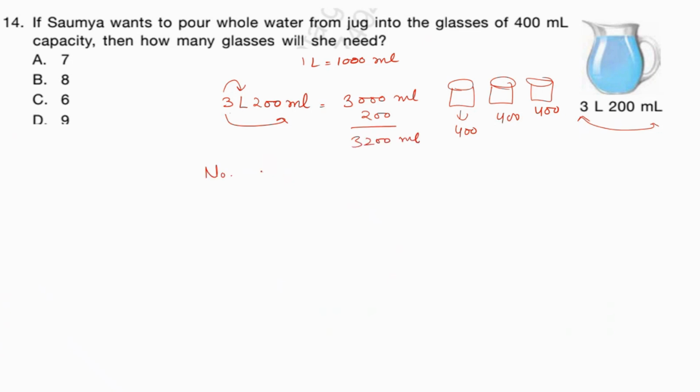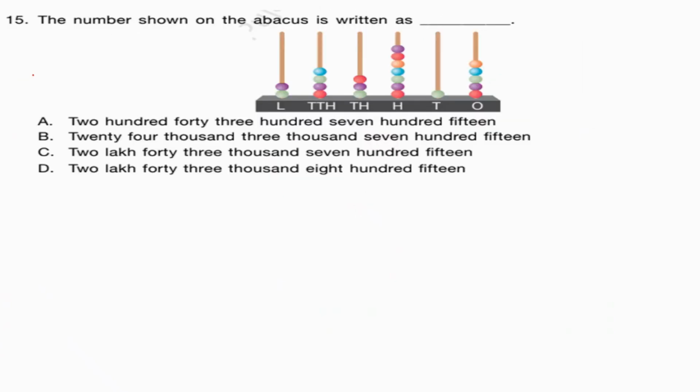Now they are talking about number of glasses. Number of glasses will be total 3200 and capacity of a glass is 400 ml. So I will divide. Number of glasses, 4 8s are 32. So the number of glasses required is 8 here. Clear? 15th question.